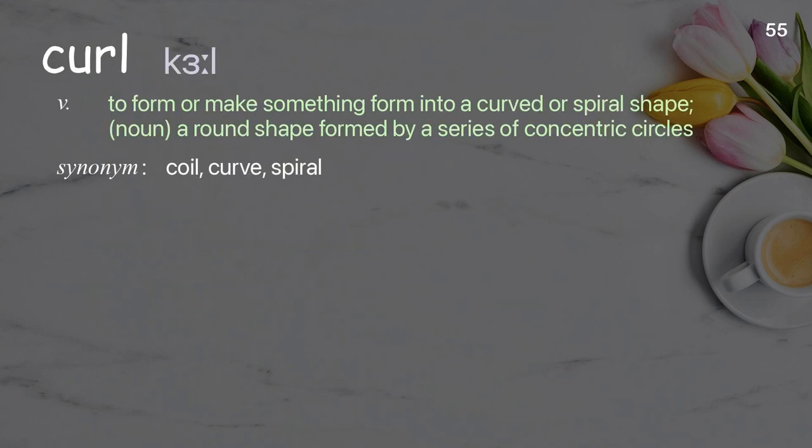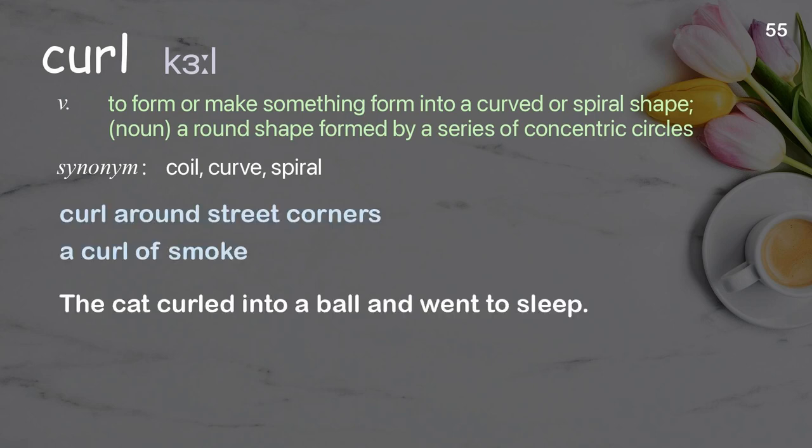Curl. To form or make something form into a curved or spiral shape. Noun: a round shape formed by a series of concentric circles. Examples: Curl around street corners. A curl of smoke. The cat curled into a ball and went to sleep.